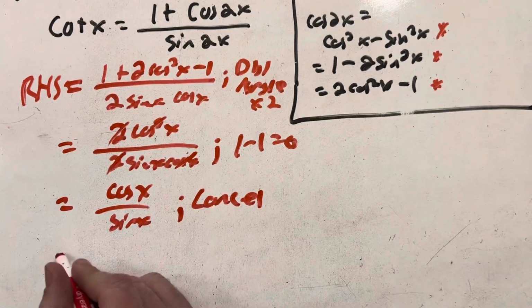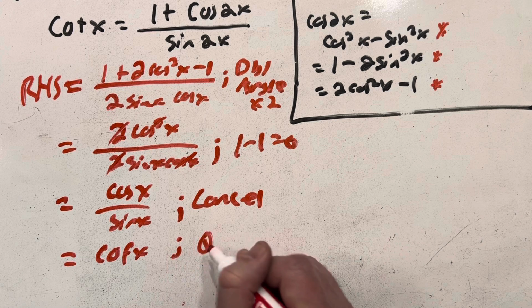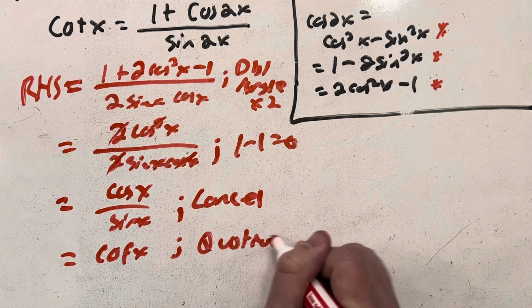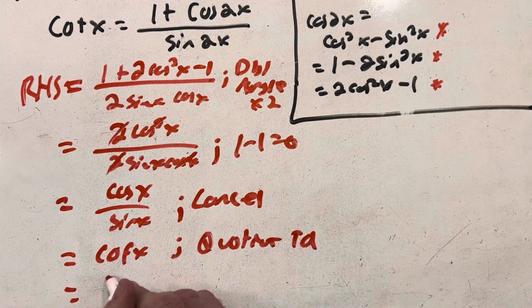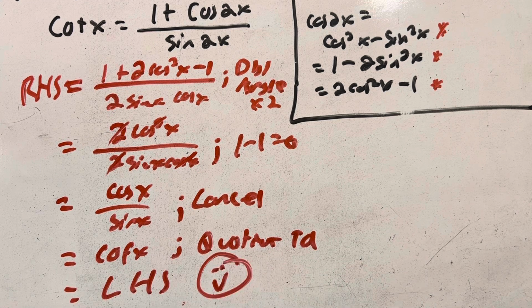And then finally, cosine over sine is cotangent. That's one of our good old quotient identities. And we've arrived at the left-hand side. All right. Well, there's our introduction to the double angle formulas. That's it for now.